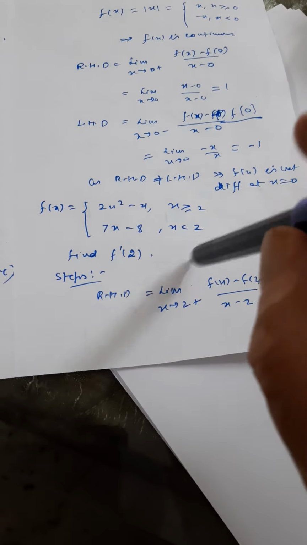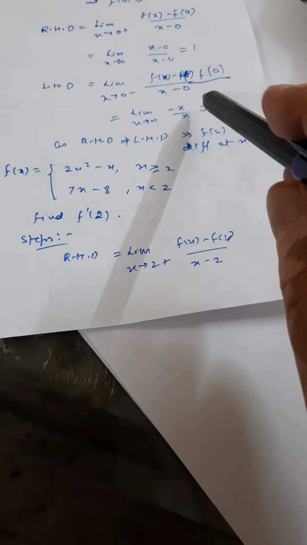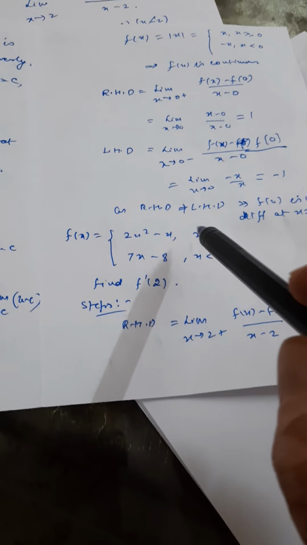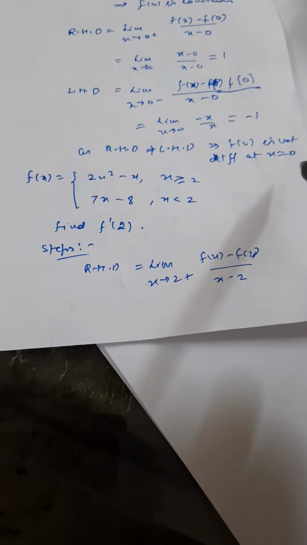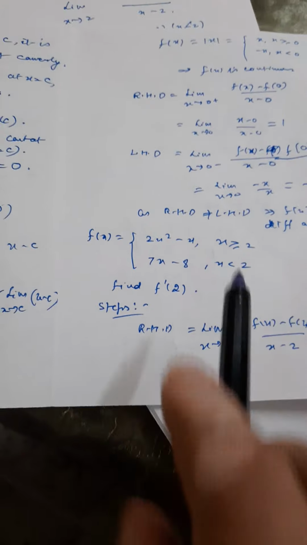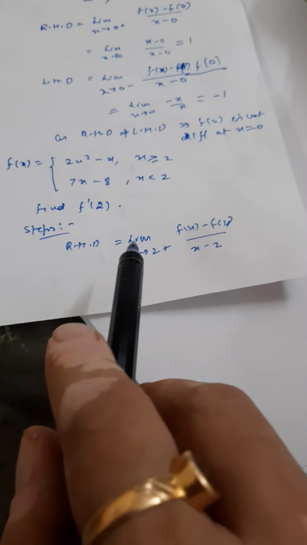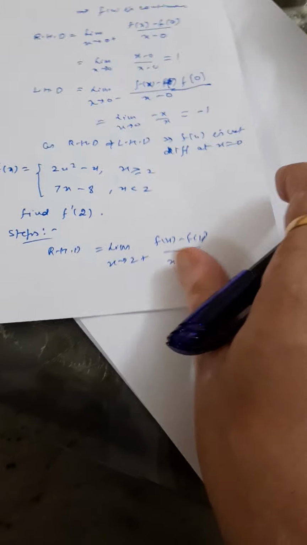Whereas for the left hand derivative, f(x) is minus x when x is less than 0, so it's minus x upon x, which is minus 1. As the right hand derivative is not equal to the left hand derivative, the function is not differentiable at x equals 0. Now we consider another function: f(x) equals 2x square minus x for x greater than or equal to 2, and 7x minus 8 for x less than 2. We have to find f dash 2.